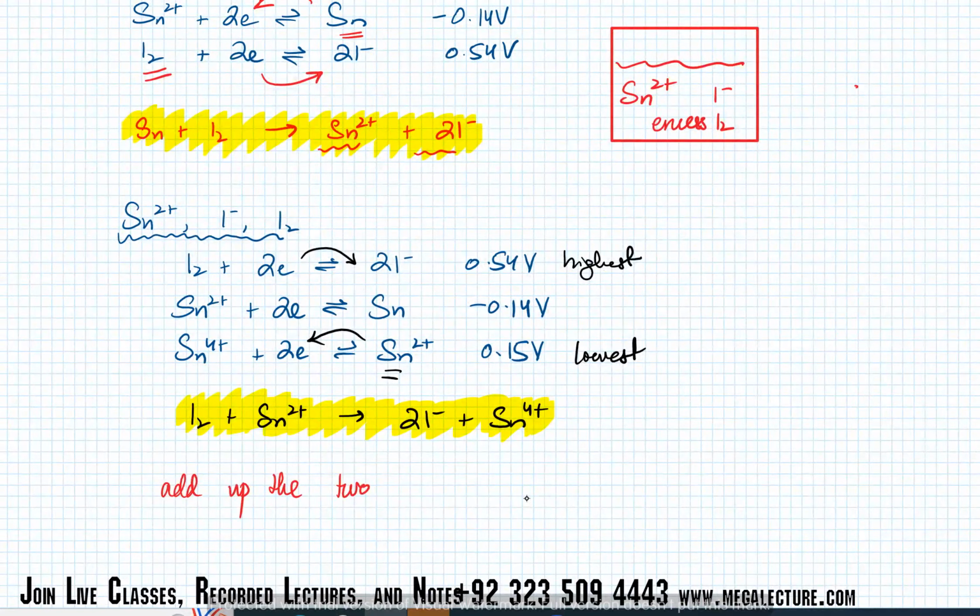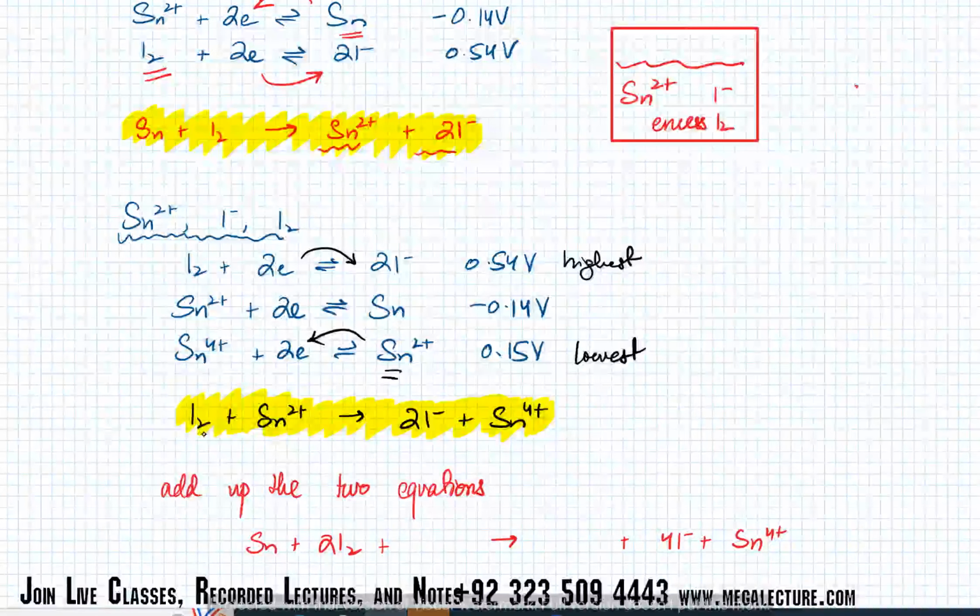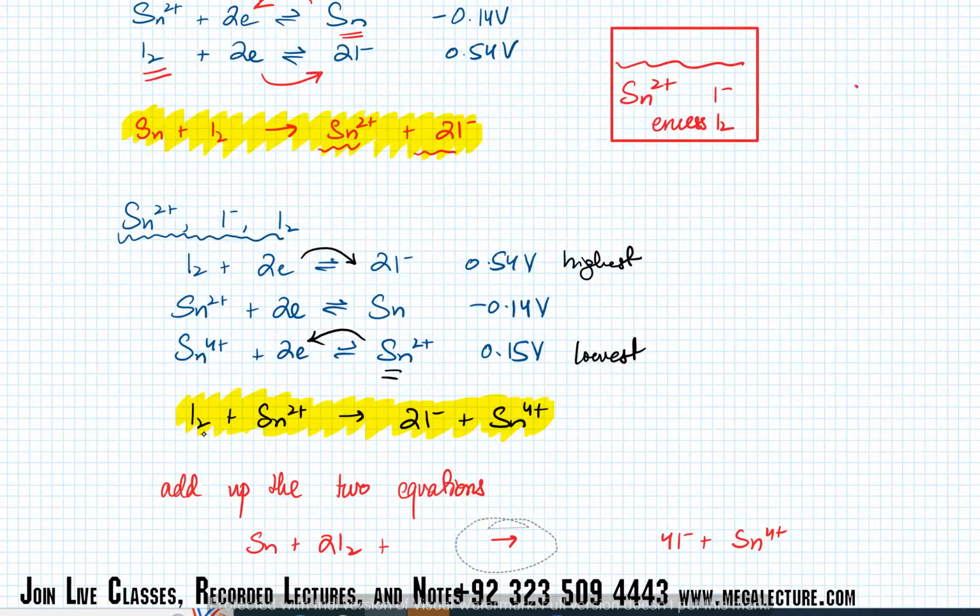And you can make an overall equation now, add up the two equations. When you do that, the left side is Sn, and there is 2I2 because there's I2 in the first one and in the second one. And on the left side there's Sn2+. Add up the products. In the first one, you're getting Sn2+, and you're getting 4I minus, and you're getting Sn4+ as well. The Sn2+ is going to get cancelled out. So you get rid of the Sn2+, and that is your overall reaction.